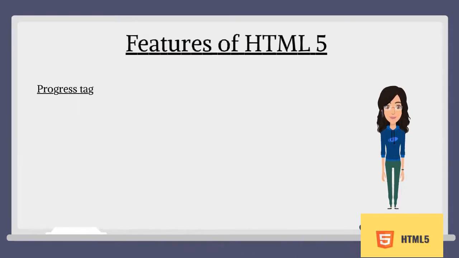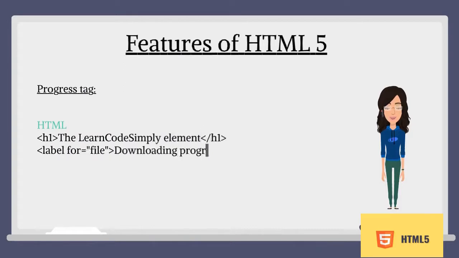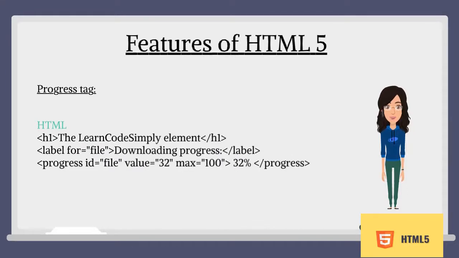So the next is the progress tag. It is used to represent the progress of a task. It also defines how much work is done and how much is left, for example when downloading something. It is not used to represent disk space or a relevant query. The syntax is the progress opening tag with attributes, and the progress closing tag.